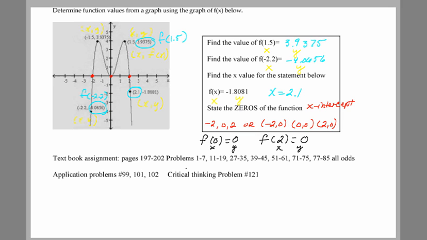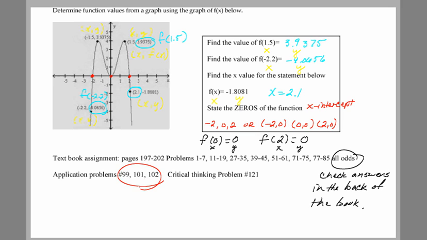So you have the assignment here from the textbook. Always do the odds, because after you do that you can check your answers in the back of the book. And then I'll always have application or critical thinking problems that I'd like you to do, and you will definitely see these on your tests, your midterm, your final, and possibly your chapter tests. So make sure you do those and review them and look at those. And that's it.